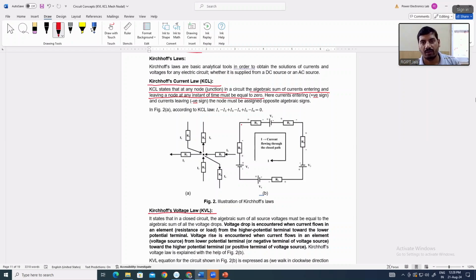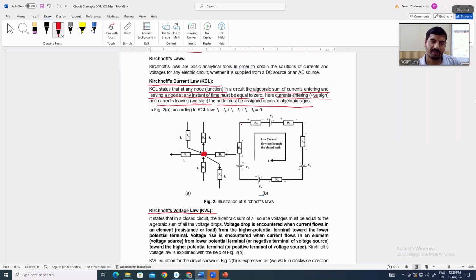So there is some passive convention. The current entering will be denoted by positive sign, current leaving will be denoted by negative sign. The node must assign opposite algebraic signs. So in this figure A, you can see that this is a node, and this can be a part of any circuit.